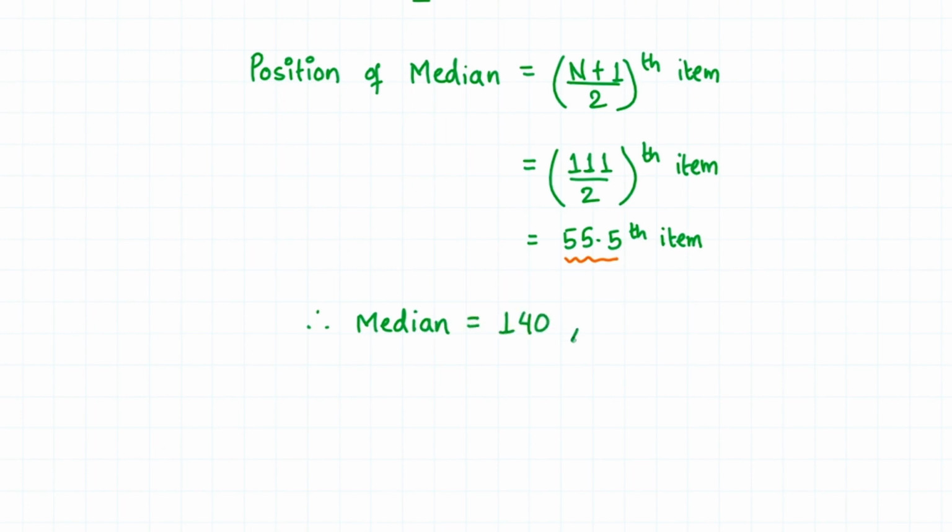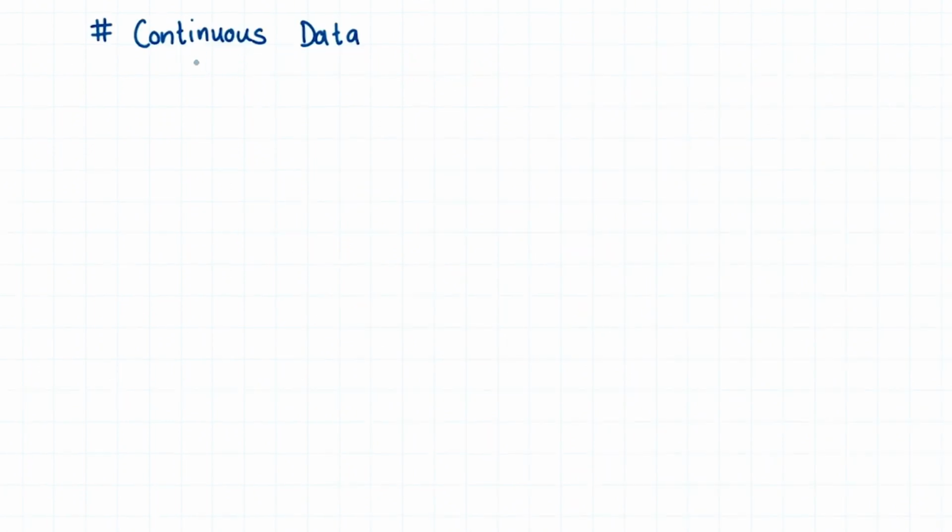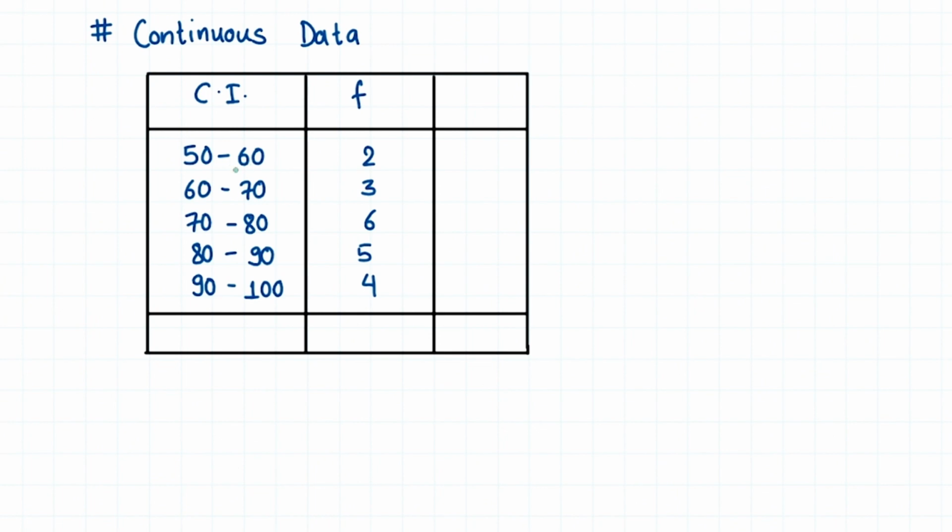40. And done. That's how you find median in a discrete data. Now finally, let's look at a continuous data. So let's say we have a question which looks something like this. In our continuous data, we are going to have different classes, right?